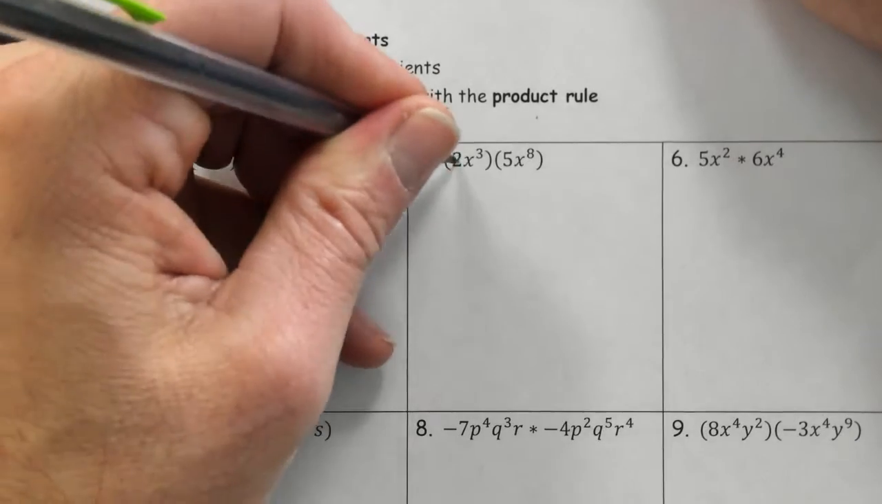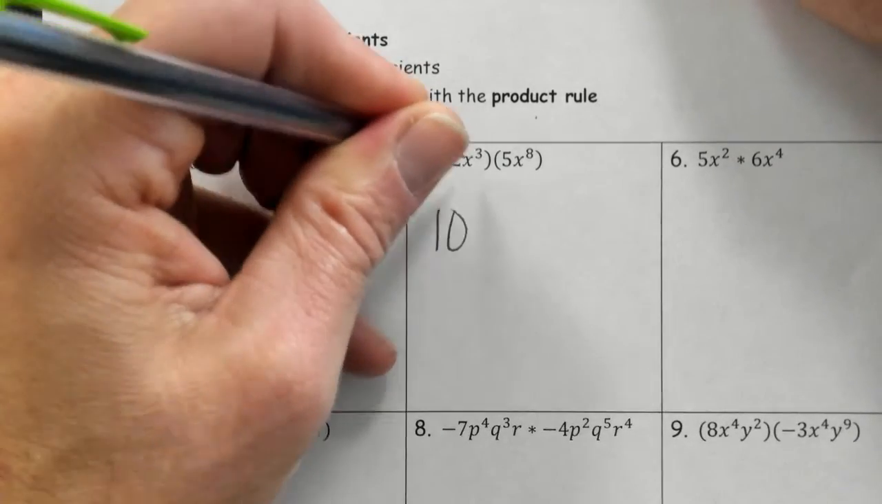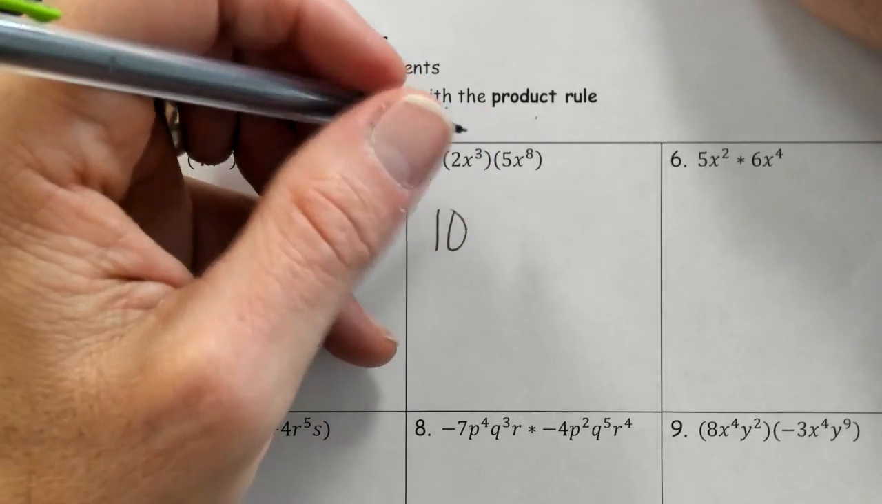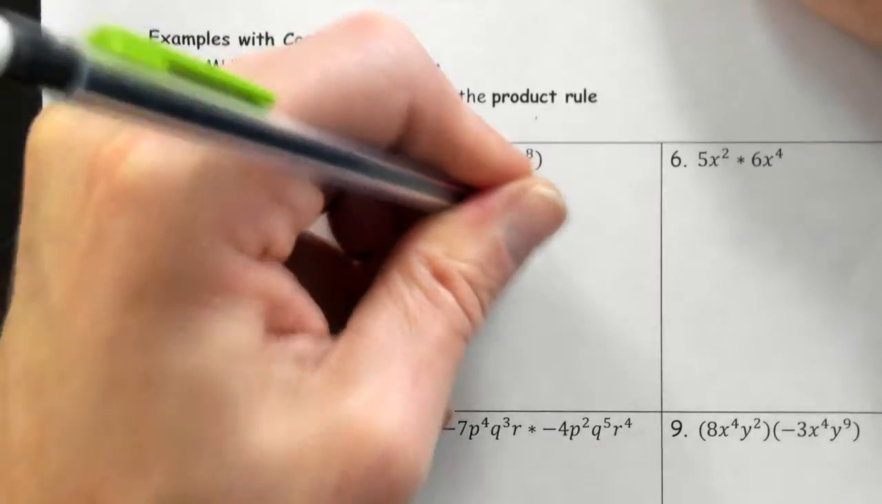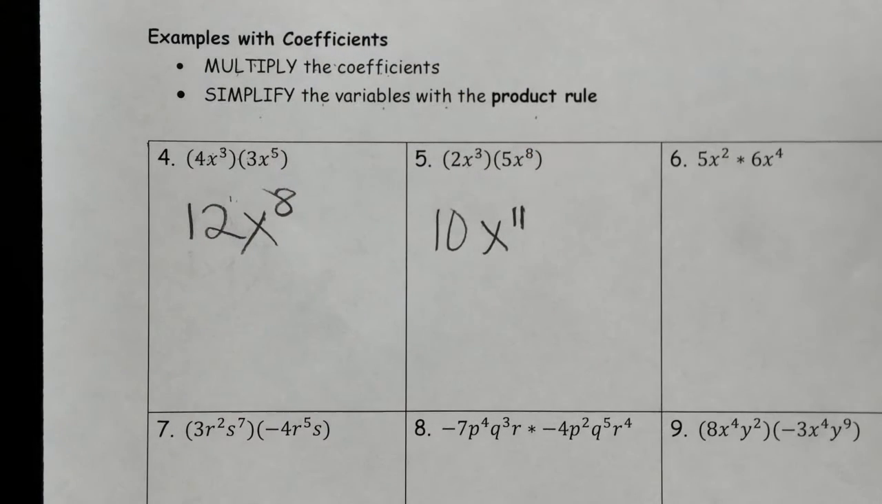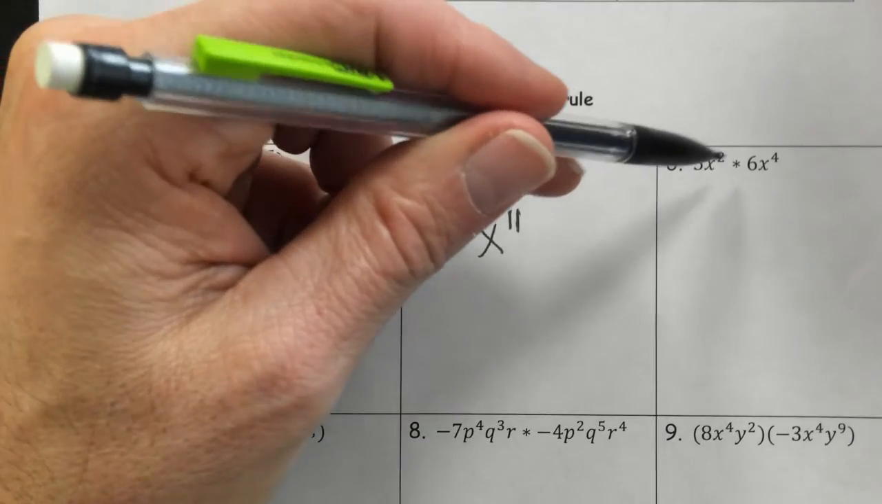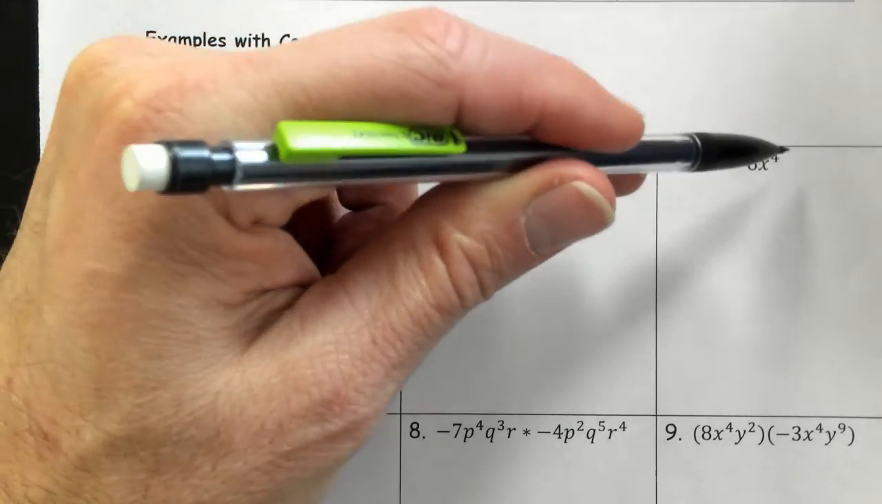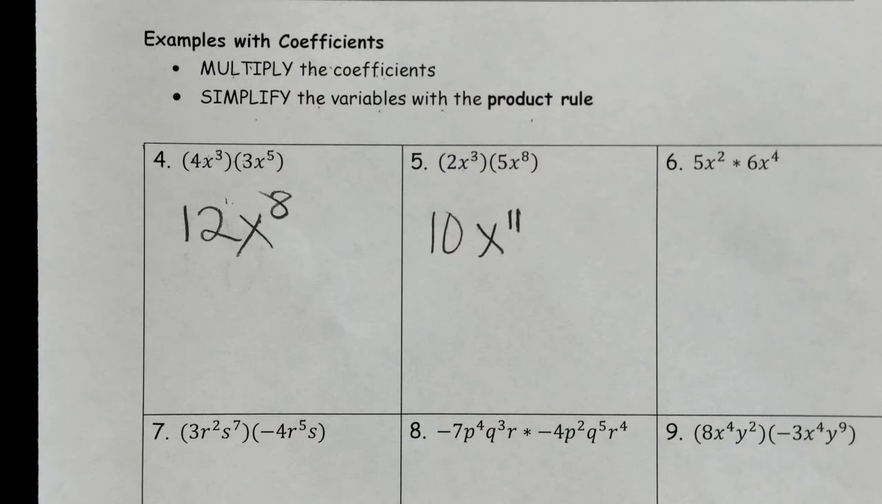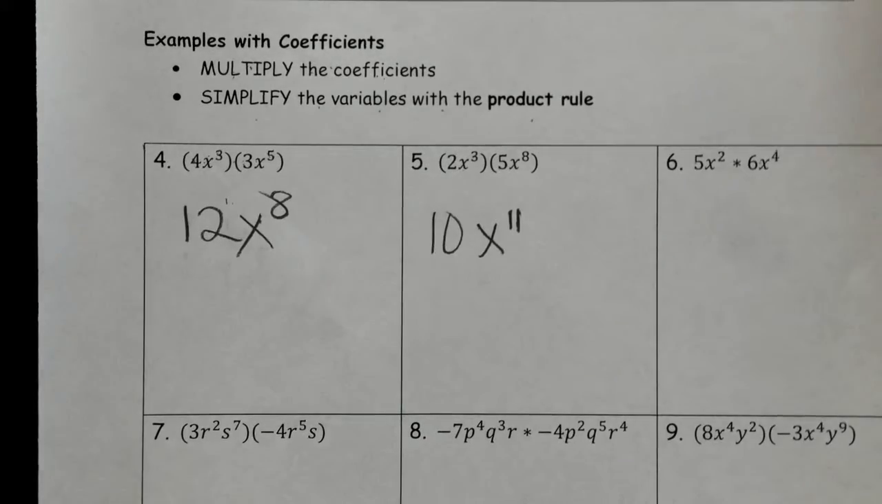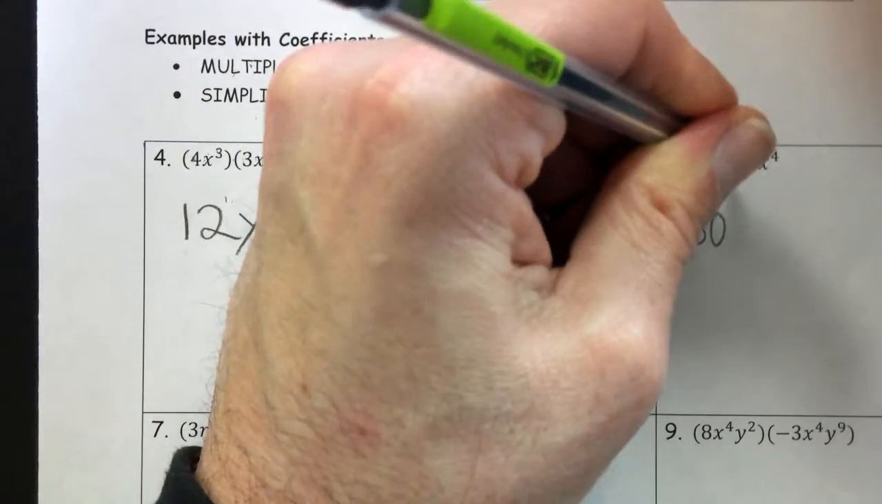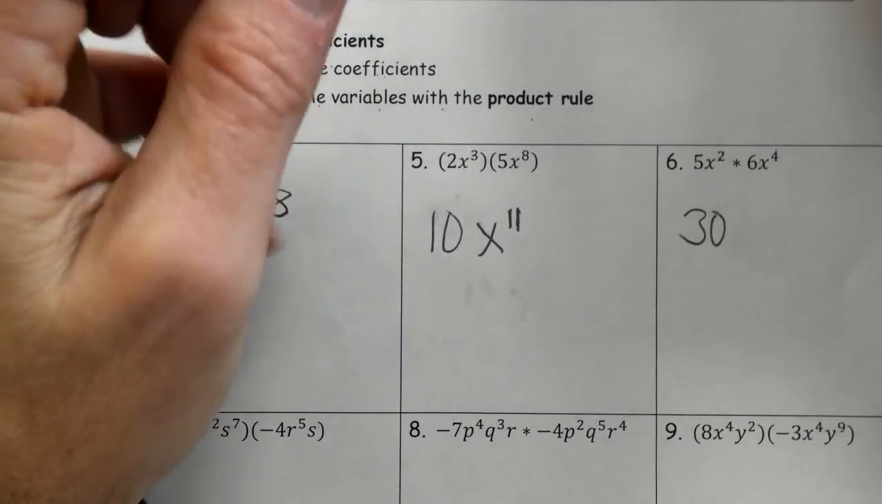So on this example, I've got 2 times 5, which will give me 10. x to the 3rd times x to the 8th. Need to add 8 plus 3 together and get x to the 11th. All right. Then the next one that we come to is 5x squared times 6x to the 4th. When we come to that one, we will need to multiply the 5 times 6 together first, which will give me 30. Then I've got x squared times x to the 4th. And so 2 plus 4, add the exponents together to get 6.